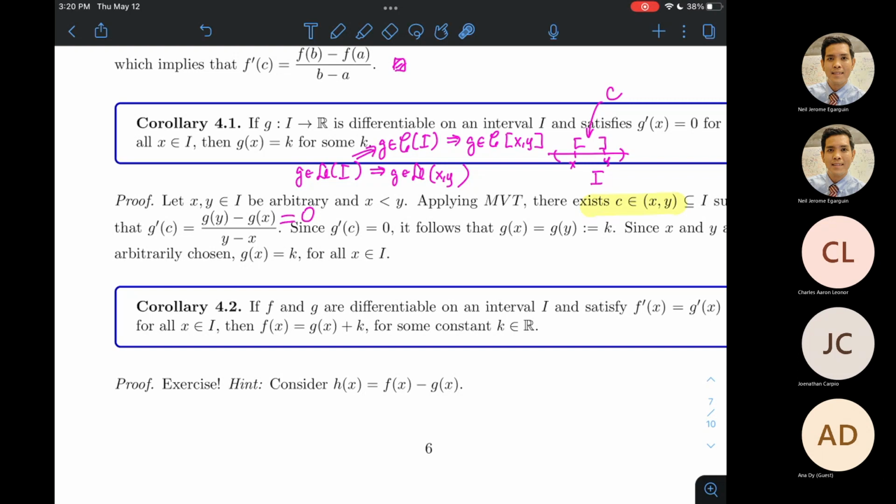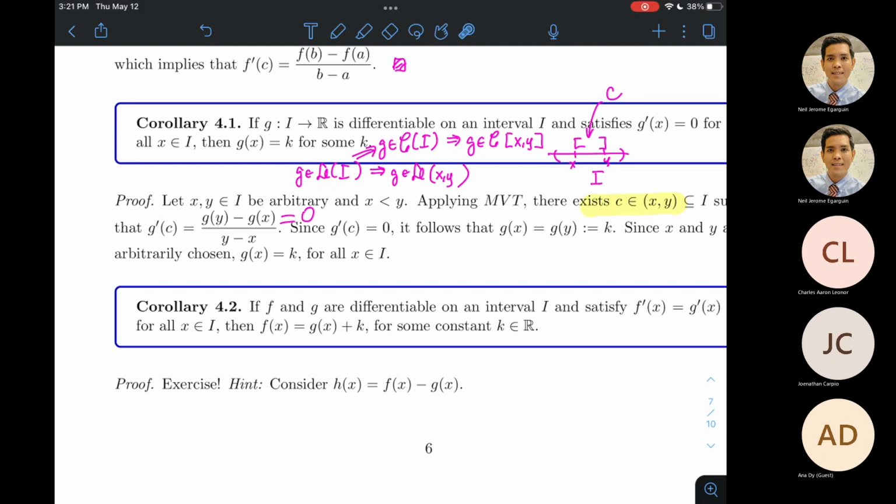Kasi ito na yung napaka-useful na result na ginagamit natin siya sa ODE, sa PDE, and so on, na kapag zero ang derivative all throughout, nangyayari lang yon if and only if yung function na differentiate mo ay constant. Okay?